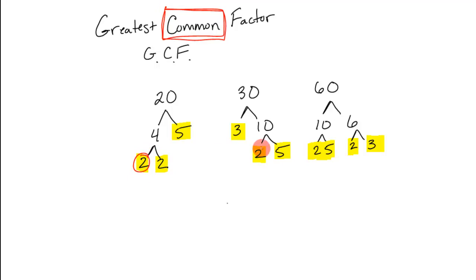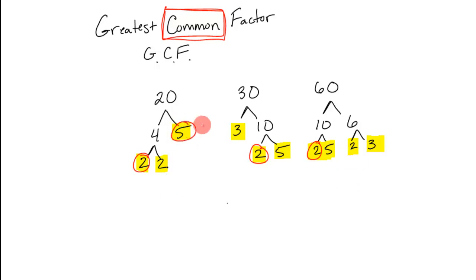A 2 is in common. They only have one 2 at the end of the branches. Yes, this one has a 2, and this one has another 2, but the 30 doesn't have another 2. So only circle what all 3 of them, or all 4 of them, or 2 of them, or whatever it is, has in common. Okay, what else is in common on all 3?